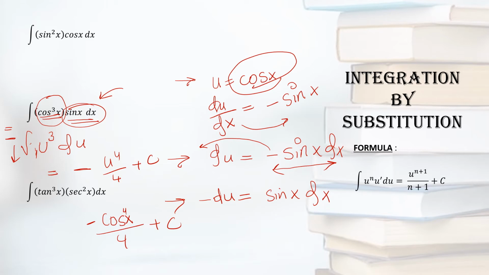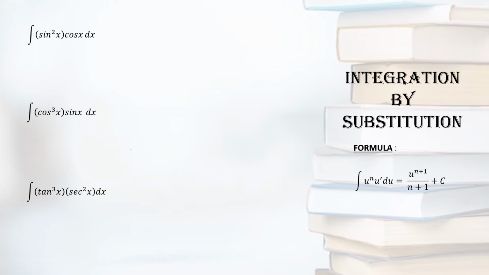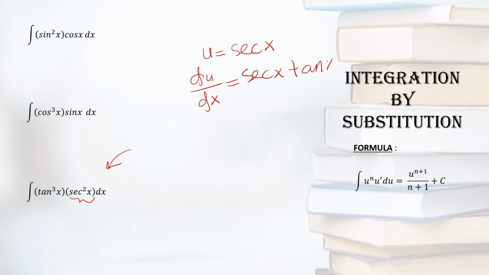Now check another question, the last question which is written here: tan cubed x sec squared x. Suppose you take sec x as the inner function, so u equals sec x. The derivative du by dx will be sec x tan x. Now if you bring the dx to the other side, you will get sec x tan x dx. Now convert the whole integrand into u form.